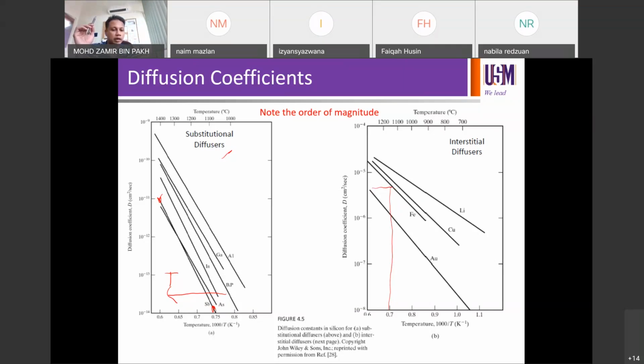Then on the other hand, if you look at boron and phosphorus at 0.7, for example, where is it? This line, right? So that's about 10 to the minus 12. So it's like 5-6 orders of magnitude higher for iron in comparison to boron or phosphorus. In a diffusion process, you want to diffuse boron and phosphorus in a controlled manner, but you don't want to diffuse all these interstitial diffusers like iron, gold, copper, and whatnot. You don't want them to be in the lattice in the first place.